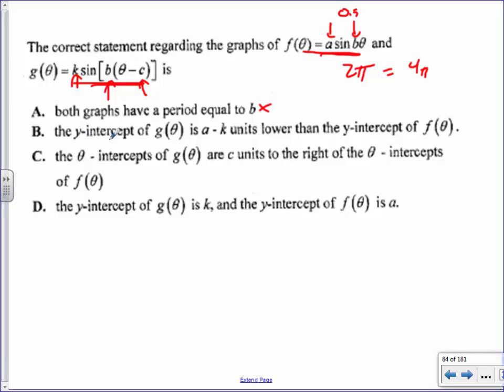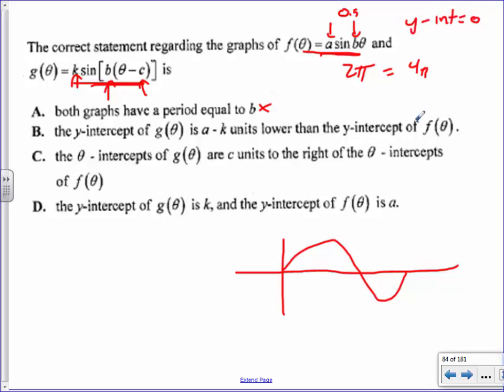Okay, y-intercept. Where is normally the y-intercept of a sine graph? 0, yeah. Now, what's happened to this graph? We've made the graph taller. Will that affect the y-intercept? B value, will that affect the y-intercept? Okay, this graph then has to have a y-intercept of 0. This graph, k: k will stretch the graph up and down, but will the y-intercept move? No. The b value is going to stretch the graph in and out. Will that change the y-intercept?